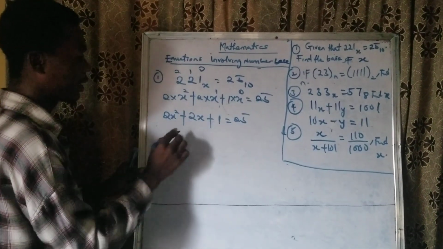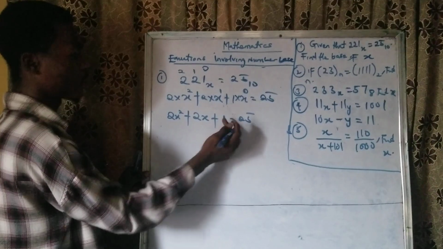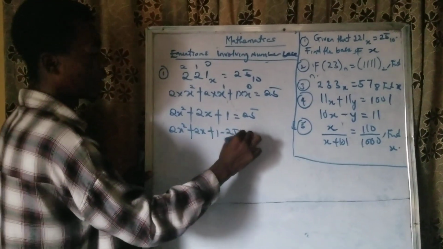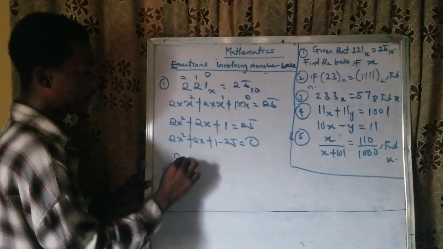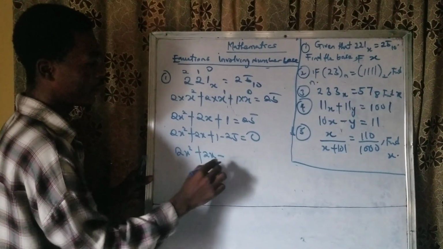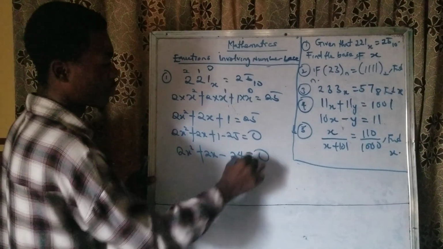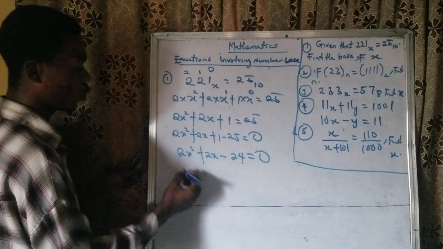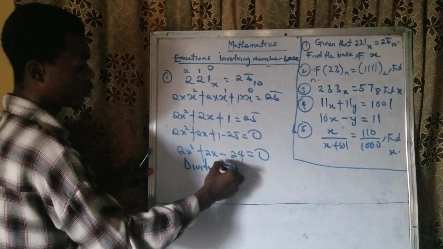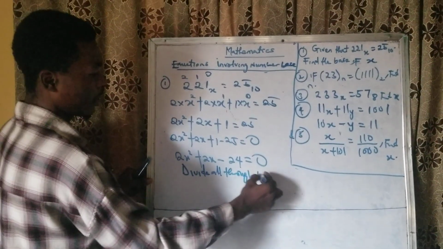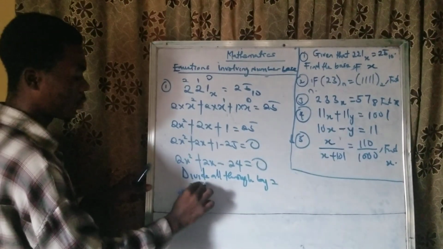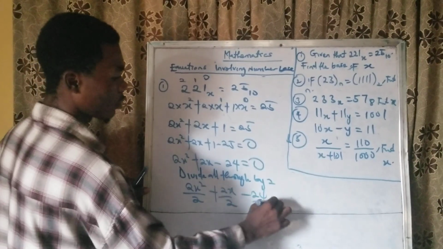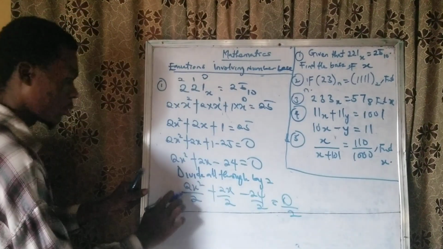After doing this, the next thing is you bring this 25 inside, so it becomes minus. That will be 2x squared plus 2x plus 1 minus 25 equals 0. So here, 2x squared plus 2x minus 24 equals 0. Since 2 can go into everything, you divide all through by 2. So we'll be having 2x squared over 2 plus 2x over 2 minus 24 over 2 equals 0 over 2.